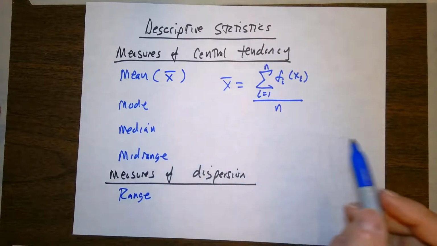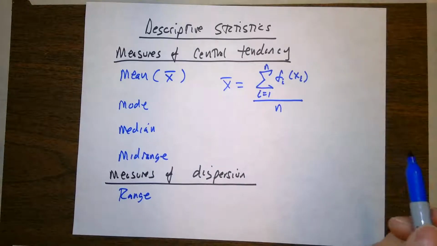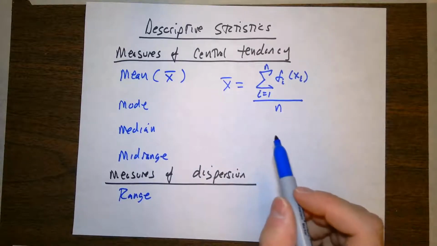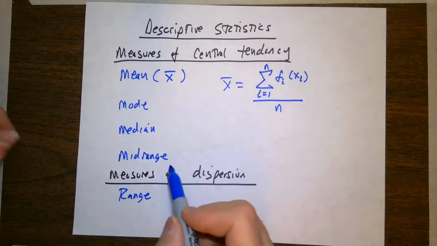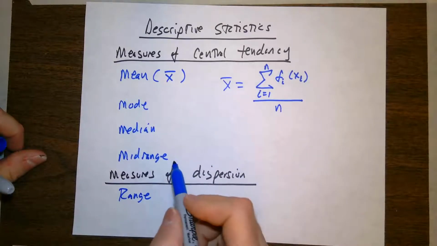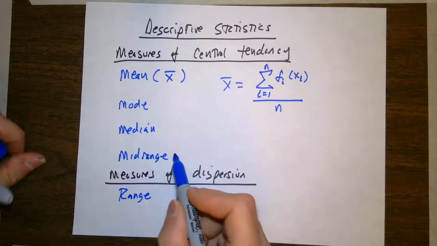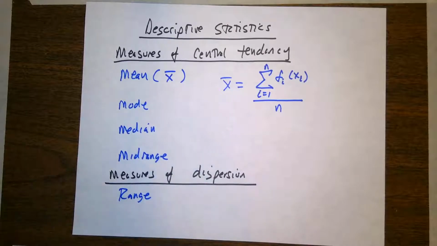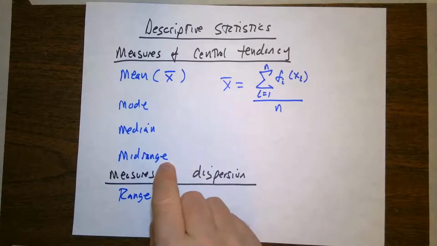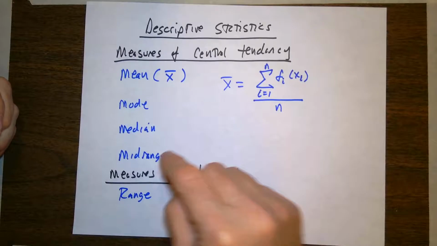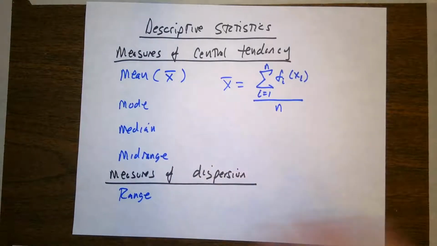So if we had test scores and the lowest score was an 80 and the highest score was 100, the mid-range, 80 plus 100 is 180, divided by 2 would be 90, but the range would be 20. The mid-range, remember, is a measure of central tendency, where the range is dispersion, how spread out the data is.